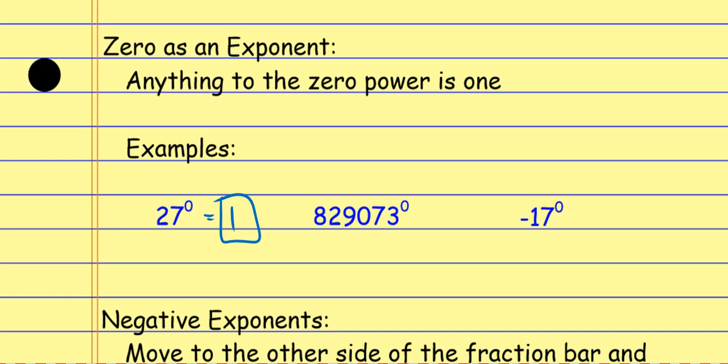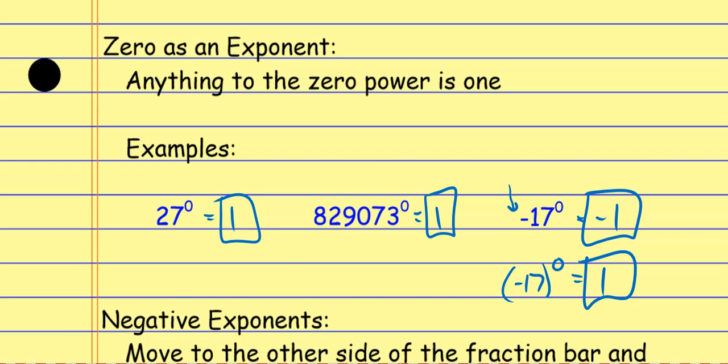And if we look at something like this guy, 829,073 to the 0 power is a 1, all right? And then something like this guy, keep in mind, because this isn't in parentheses, the 17 to the 0 power is a 1, and then times the negative, so that's actually a negative 1, okay? And it would be a little bit different if this was in parentheses, then it would be a positive 1, okay? So just keep that in mind.